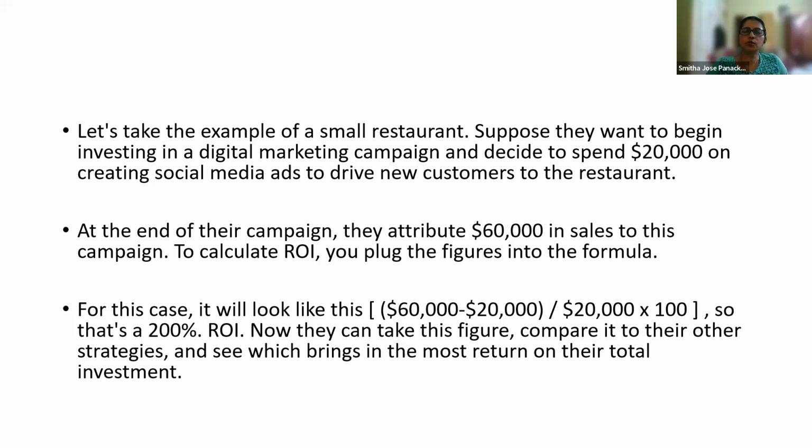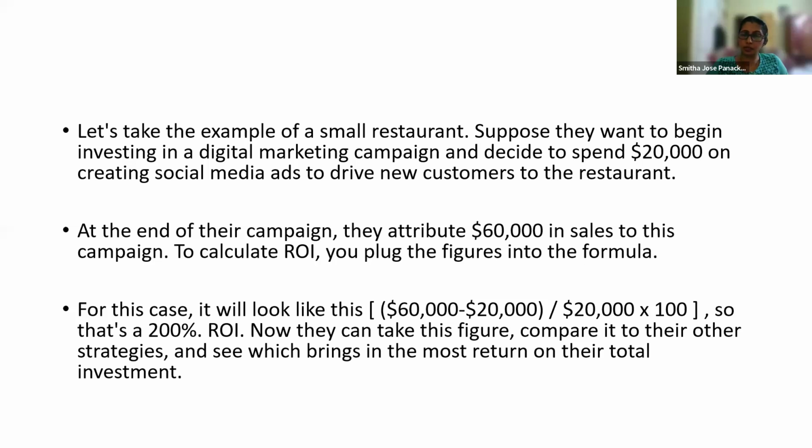This is an example of that. This company wants to invest a particular amount with respect to a digital marketing campaign. Why do they invest in a digital marketing campaign? Because they expect that by doing a digital marketing campaign, they can increase their sales. That is why they are planning to invest in a digital marketing campaign. And how much will be the expenditure for that?